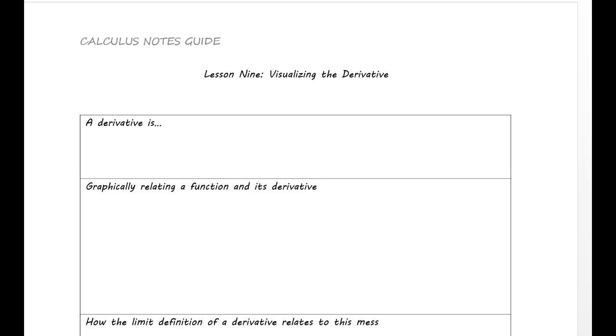It is fancy talk for slope. A derivative is the slope of a curve.